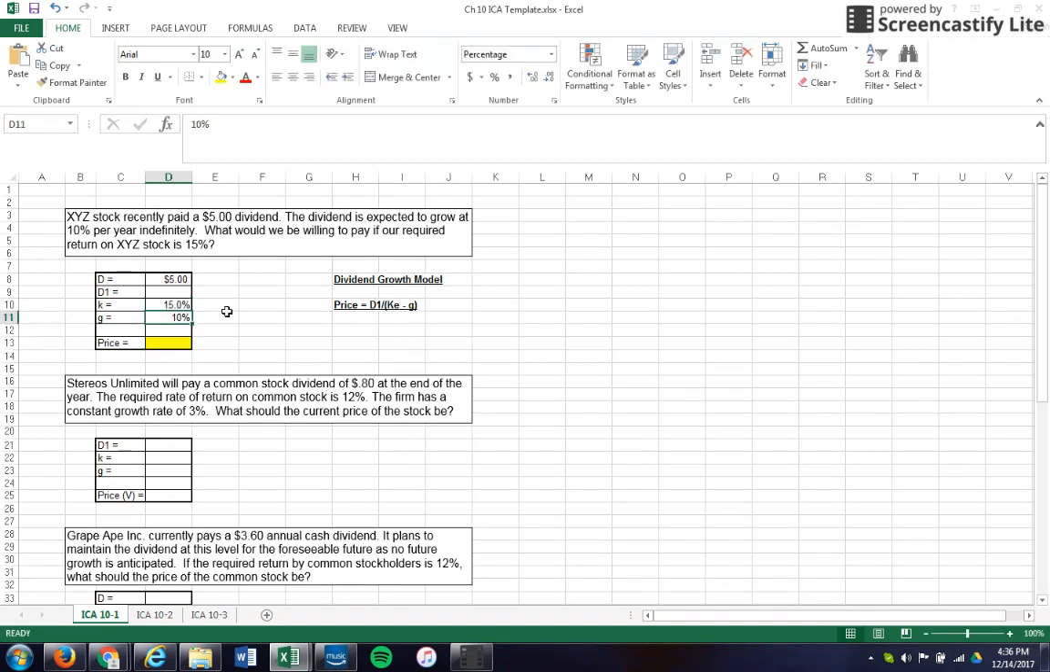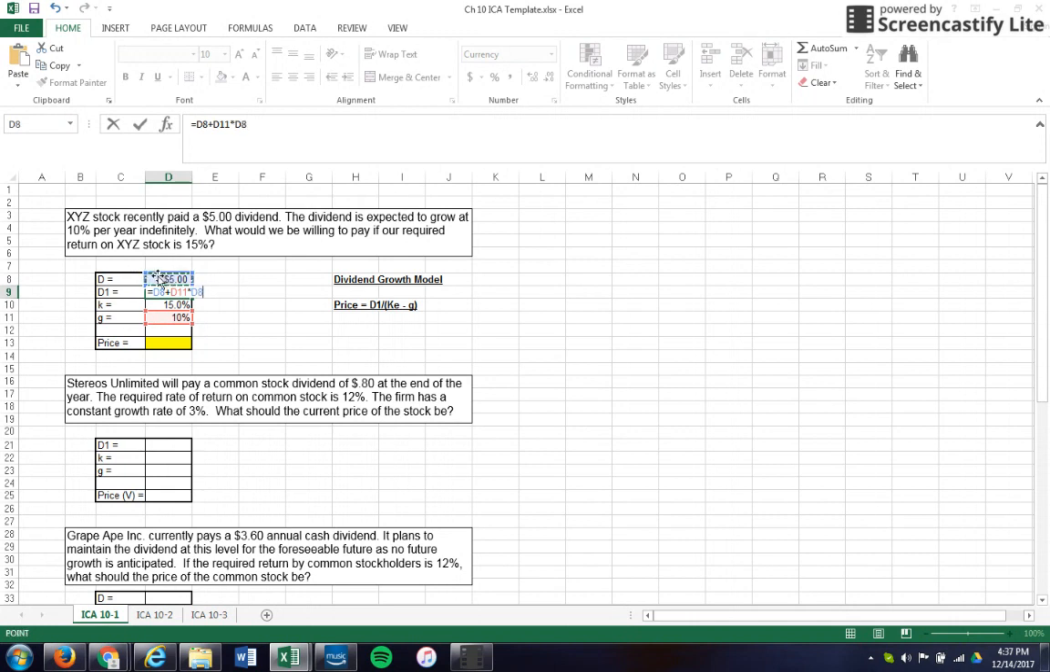So we have everything except for D1, which is our next dividend. And how do we calculate that? Well, we need to know our growth rate, which is 10%. We need to know our previous dividend of $5. So in order to calculate our next one, we know that the dividend is going to be $5 plus a 10% growth over the original $5.